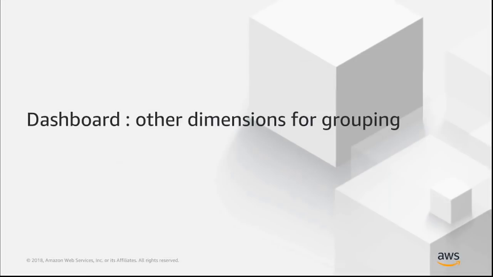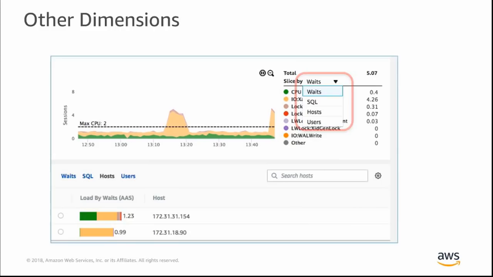So far we've been talking about the default layout of the dashboard, but the dashboard has options to look at the data from other dimensions and other groupings. On the top right in the legend for the DB load, it says slice by waits. Waits are the default way that we group data in the load chart. Next to it, there's a downward pointing caret. If I click on that caret, I'll get the other dimensions that I can group data by. I can group data by SQL, host, or users. In this case, I'm going to choose SQL.